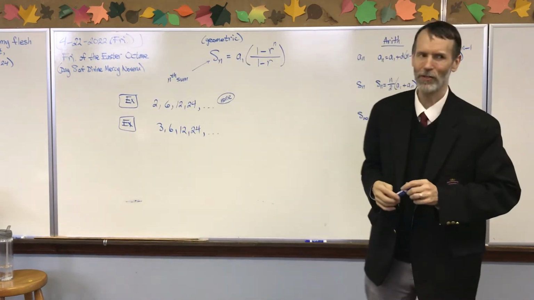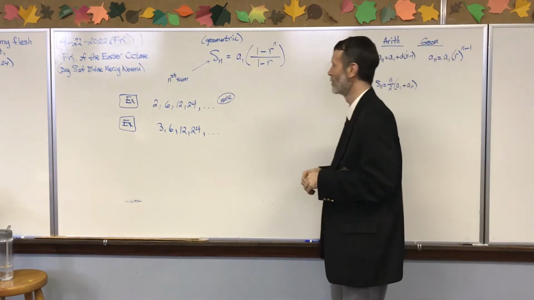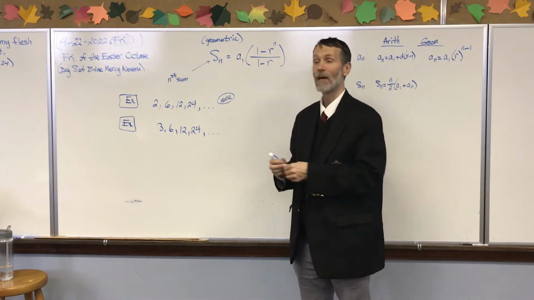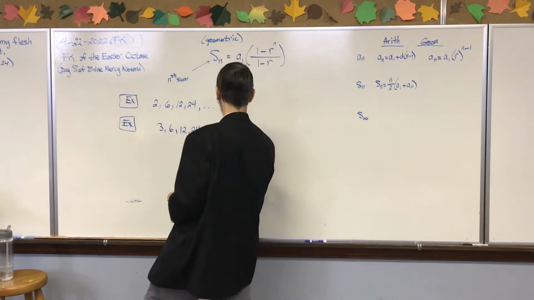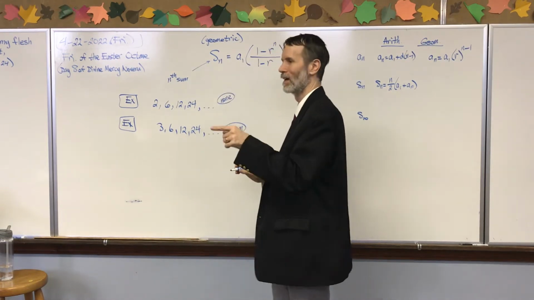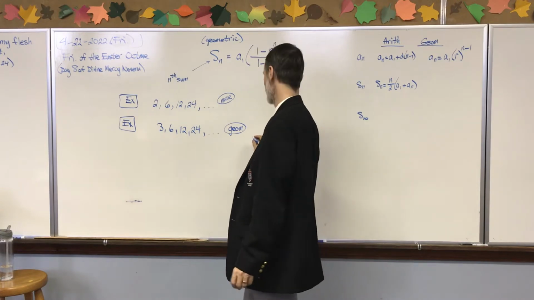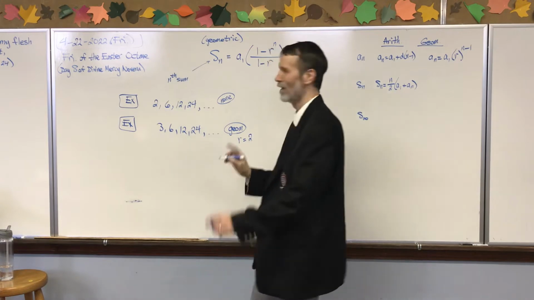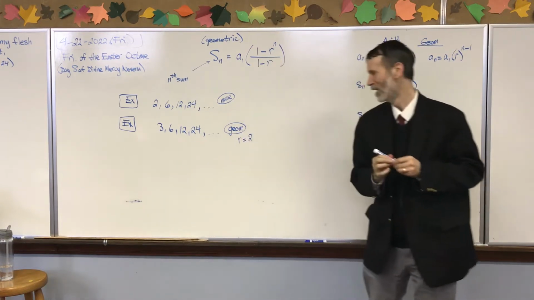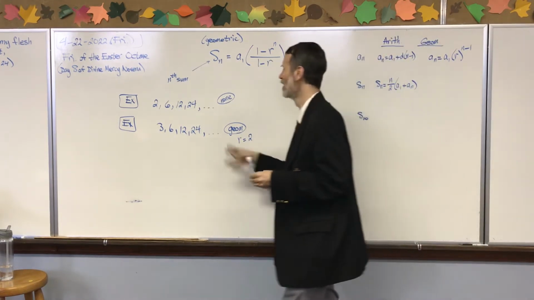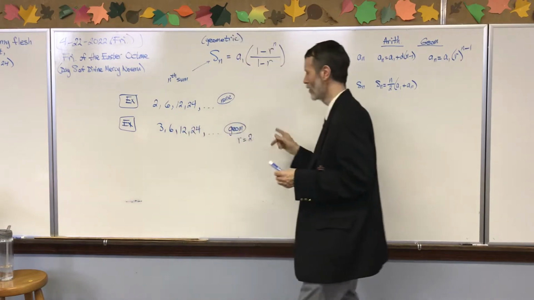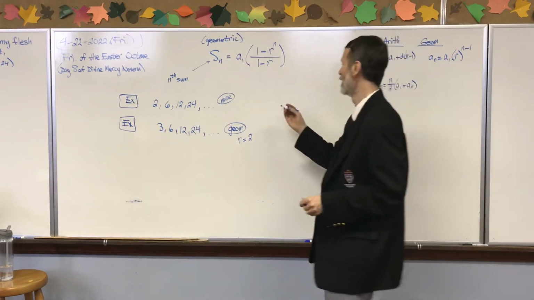Arithmetic, geometric, or neither? Rob? Geometric. Why do you say that? Because you're multiplying by 2. Correct. What did you just find? What letter did you just find? R. R equals what? 2. That's the proof that it's geometric, if you can tell me the common ratio. What they're multiplying by over and over and over and over. In this case, yes.